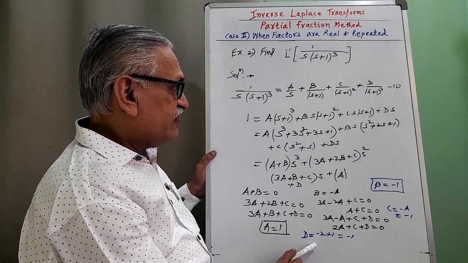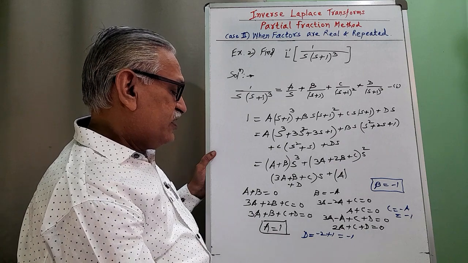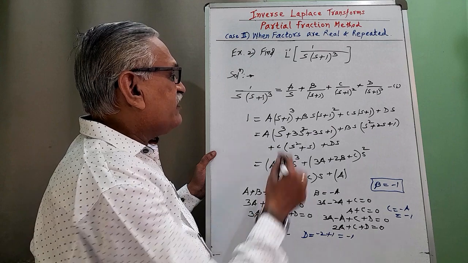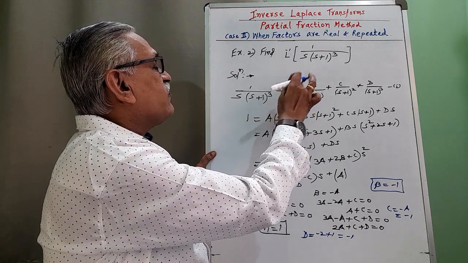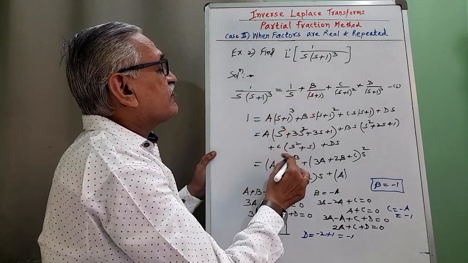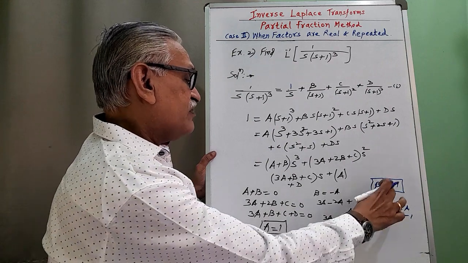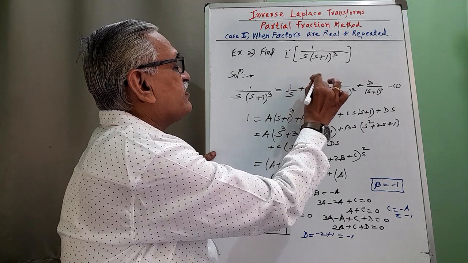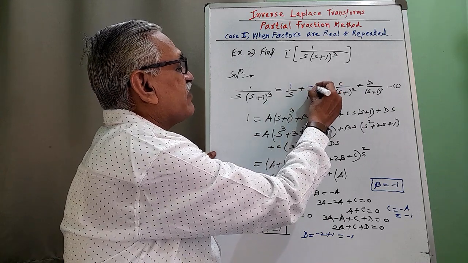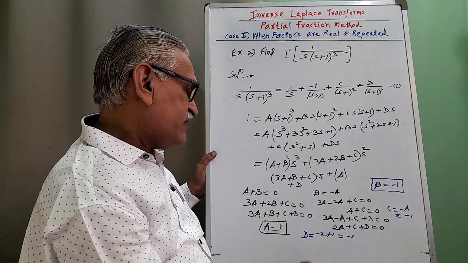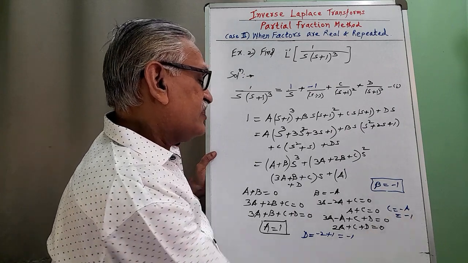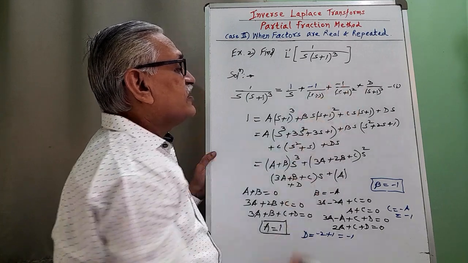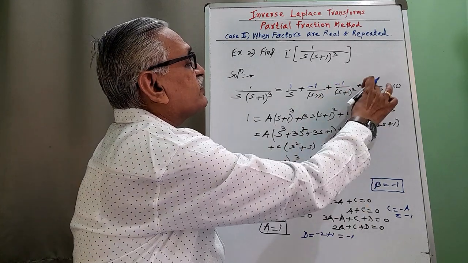Therefore, if we put those values here in this equation 1, value of a as 1, therefore we replace that a by 1, b as minus 1, c as also minus 1, and d as minus 1.